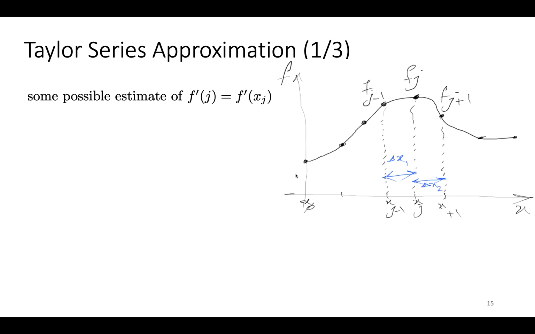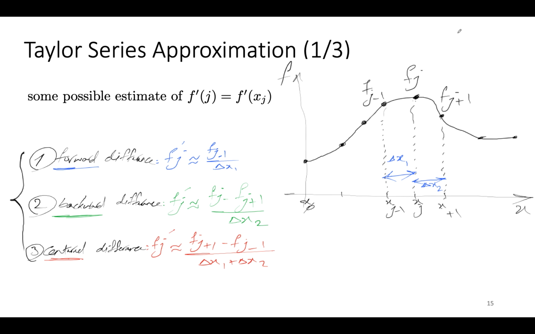In general, if you have a known function, say this function f, and this is your x-axis, there are three possible ways in general to estimate your f prime of j. At the point j, you want to estimate your f prime of j. One way is to estimate it using f of j minus 1, one way is to estimate it from here, and one way is to estimate it between these two. And that will define three different possible estimates.